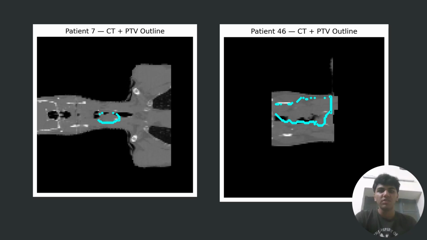Second, notice the variation between patients. Patient 7 has a more centralized and compact PTV, whereas patient 46 has a more elongated structure located laterally. This variation highlights why a learning-based system is useful. Manual rules don't generalize well across anatomy, and traditional heuristic planning might struggle when geometry shifts significantly.